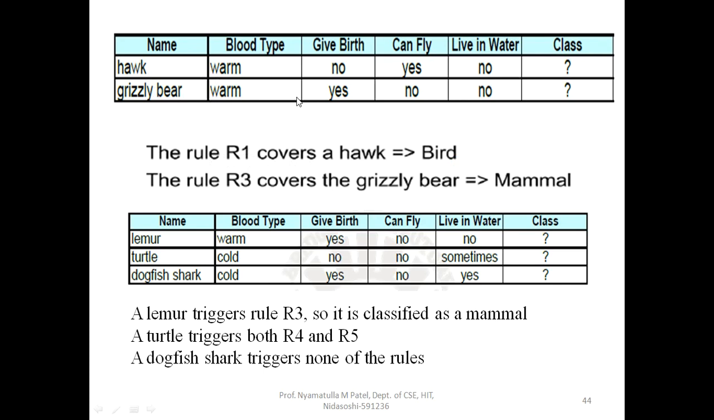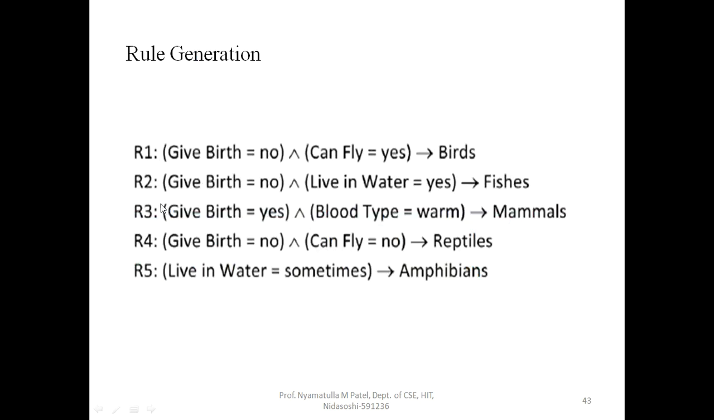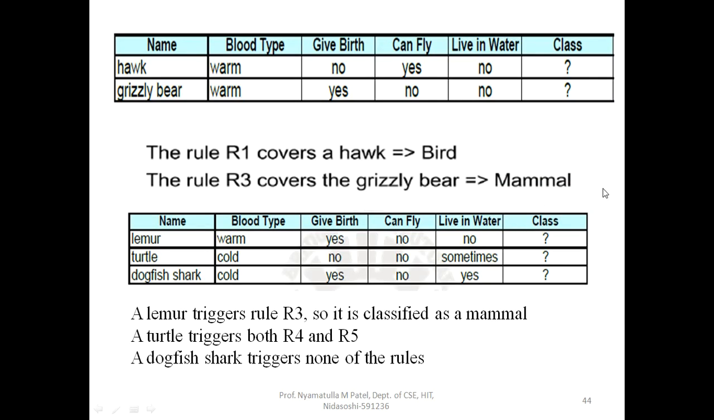Then next is grizzly bear: warm blooded, gives birth, can fly no, lives in water no. To which class does it belong? It triggers rule number 3: gives birth equal to yes and blood type is equal to warm, then it belongs to the class mammals. Similarly, take lemur: warm blood type, gives birth equal to yes, can fly no, lives in water no. To which class does it belong? Lemur triggers rule number 3, so it is classified as a mammal.